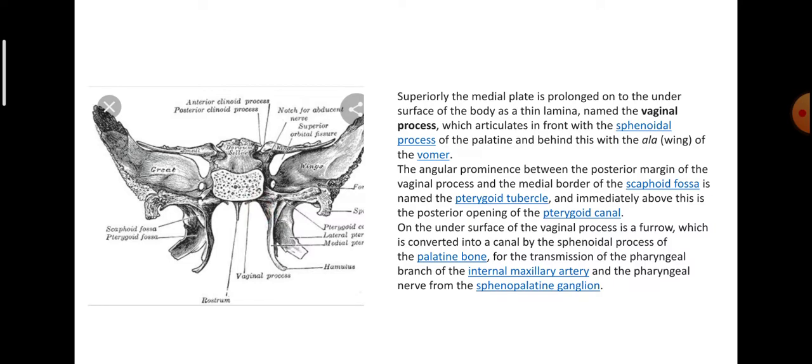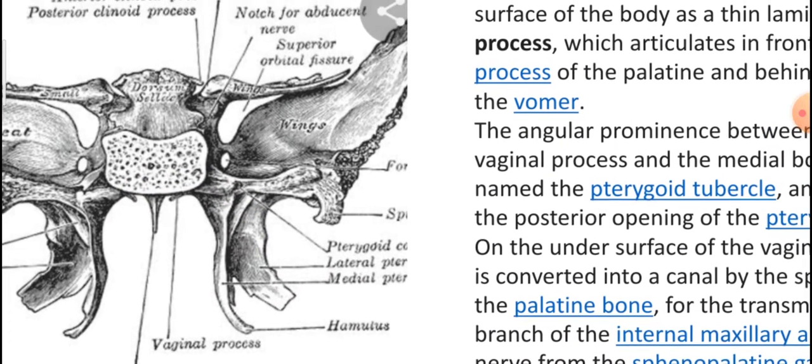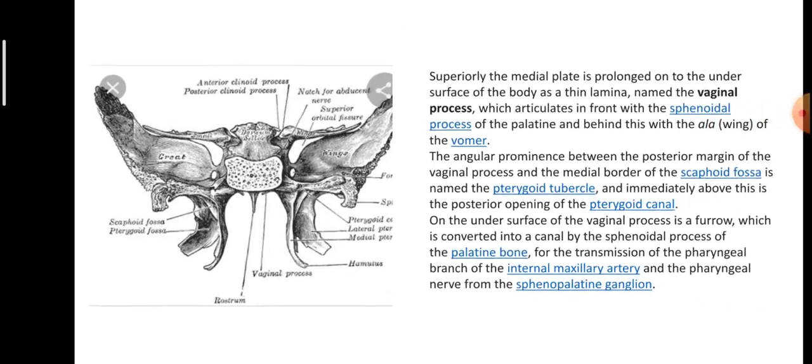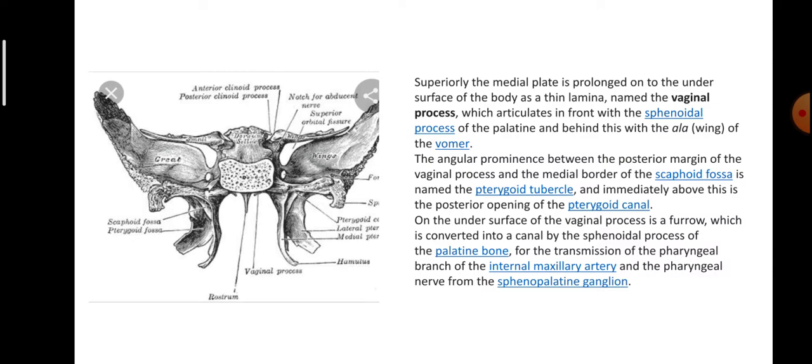Again, superiorly, the medial plate is prolonged onto the under surface of the body as a thin lamina, and that is called the vaginal process, the small prolongation. The angular prominence between the posterior margin of the vaginal process and the medial border of the scaphoid fossa is named the pterygoid tubercle. Immediately above this is the posterior opening of the pterygoid canal.